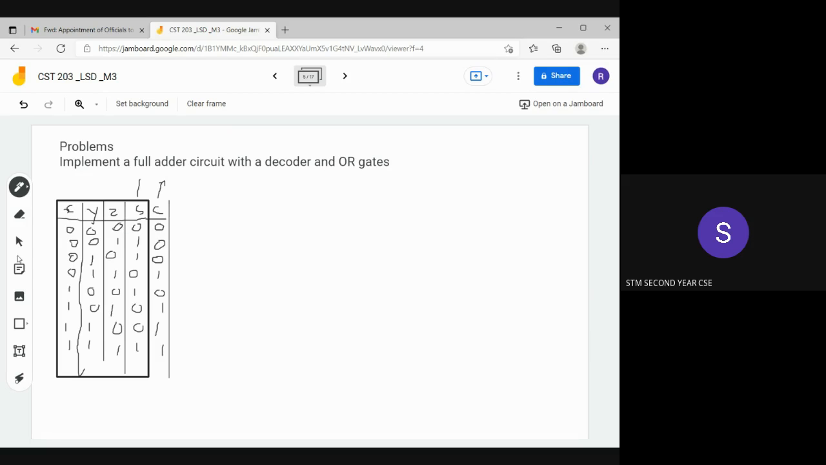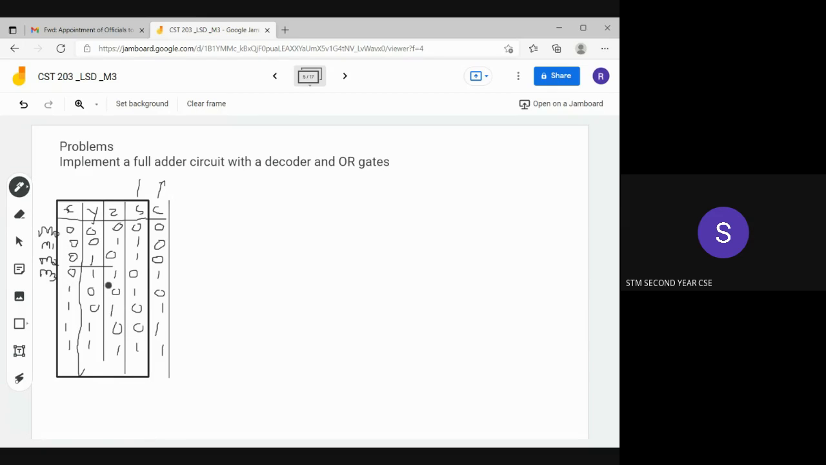Okay. So these X, Y, Z. The first one we can represent as min term 0, like 0, 0, 0. The next one is min term 1, that is 0, 0, 1. Then next is M2, 0, 1, 0. This is corresponding to M2. Okay. Then next one is M3.